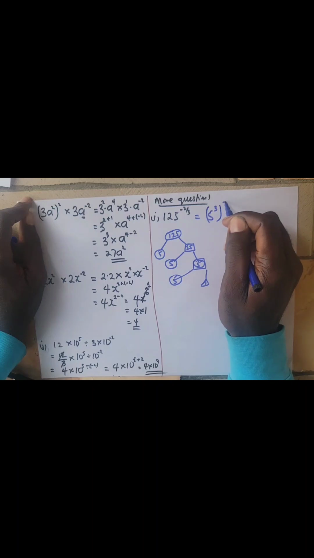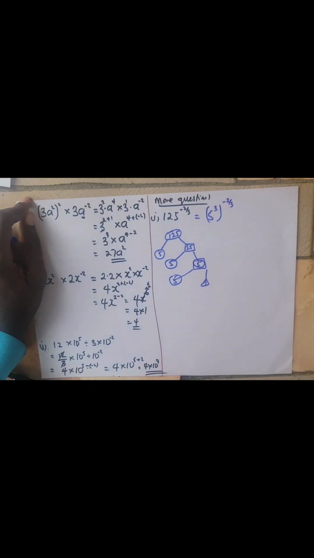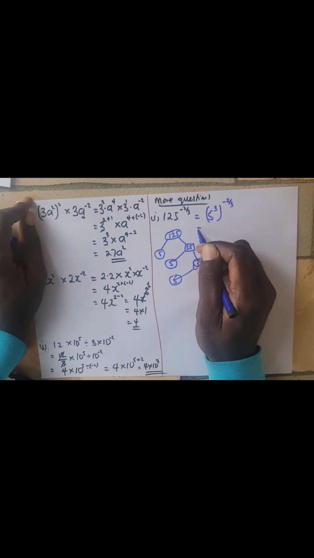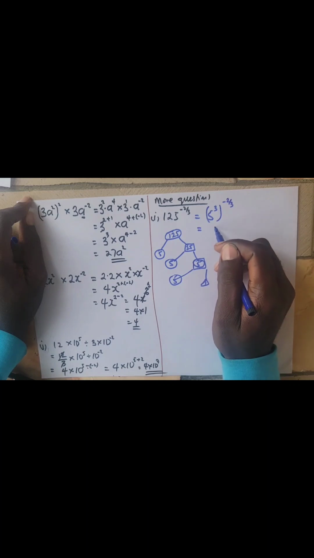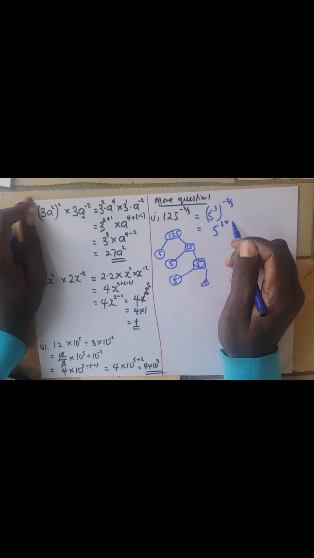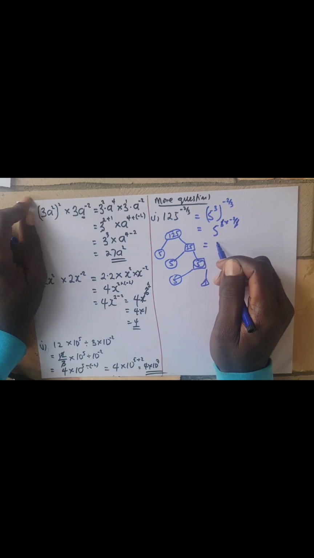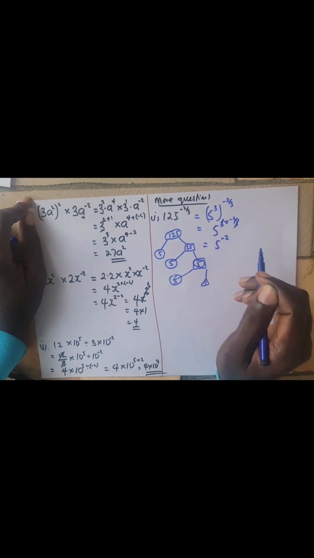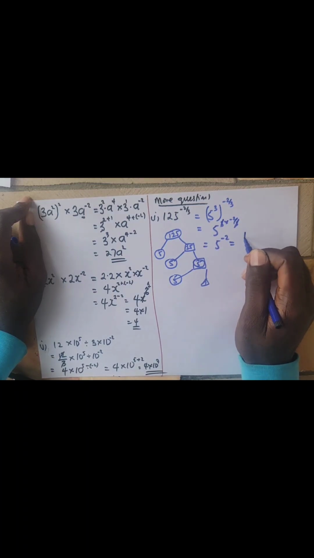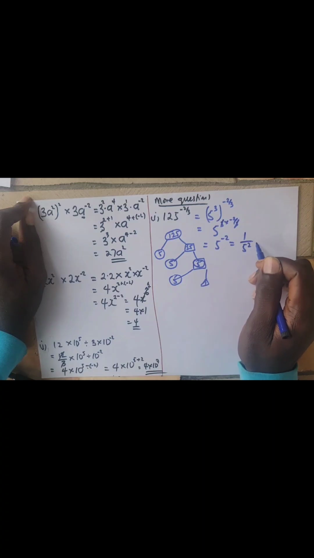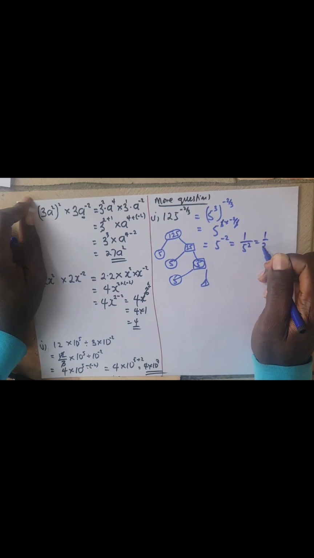all to the power minus 2 over 3. Okay, so this is equal to 5 raised to the power 3 times minus 2 over 3. 3 cancel 3, you have 5 raised to the power minus 2, which is the same as 1 over 5 raised to the power 2, which is 1 over 25.